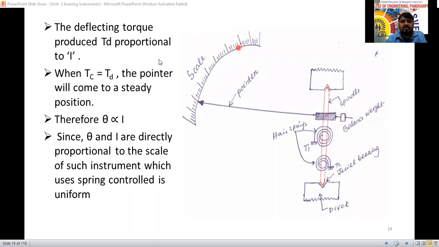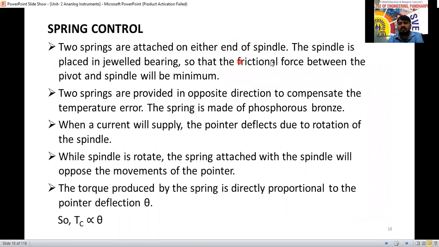So two springs are attached on either end of the spindle. The spindle is placed in jewel bearings so that the frictional force between the pivot and spindle will be minimum. Whatever movement and vibrations there are will be minimum because of these bearings and pivot. The pivot is rotating in those bearings only. Two springs are provided in opposite directions to compensate the temperature error.